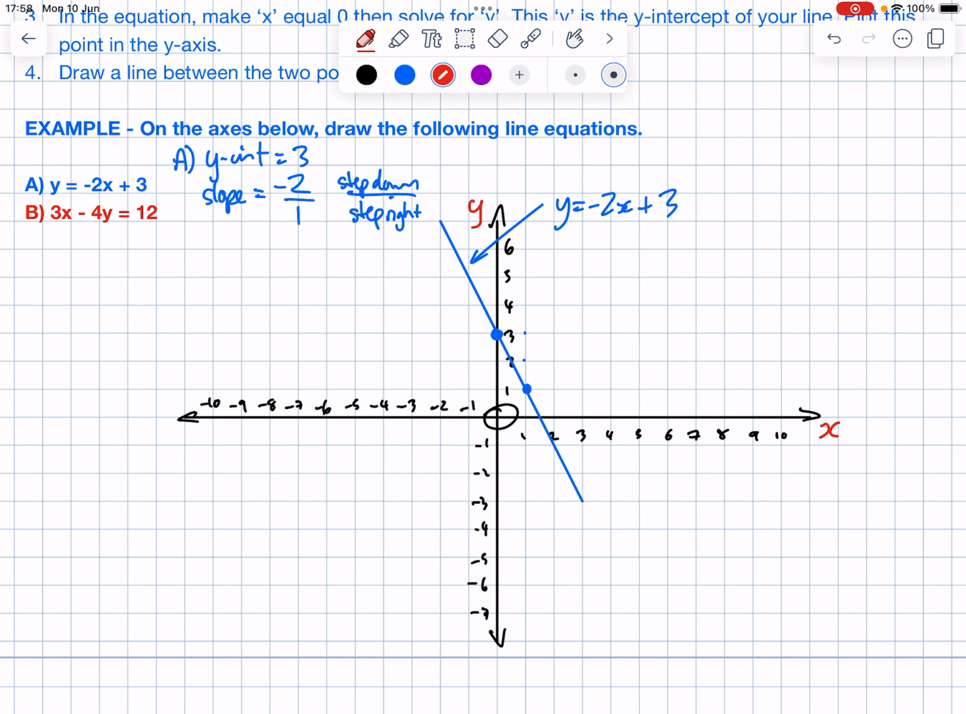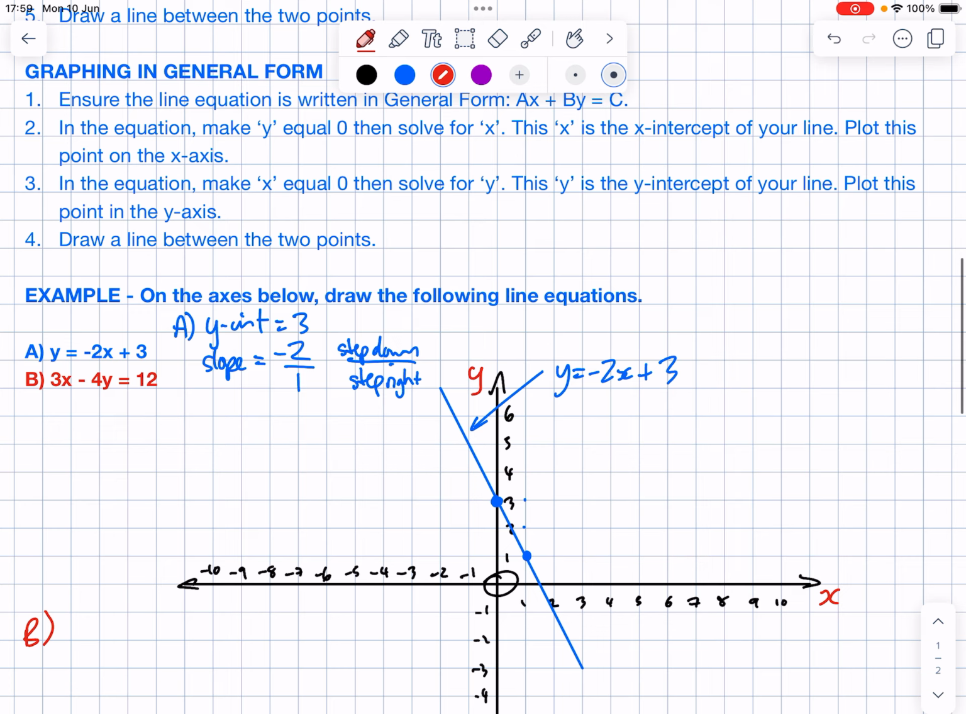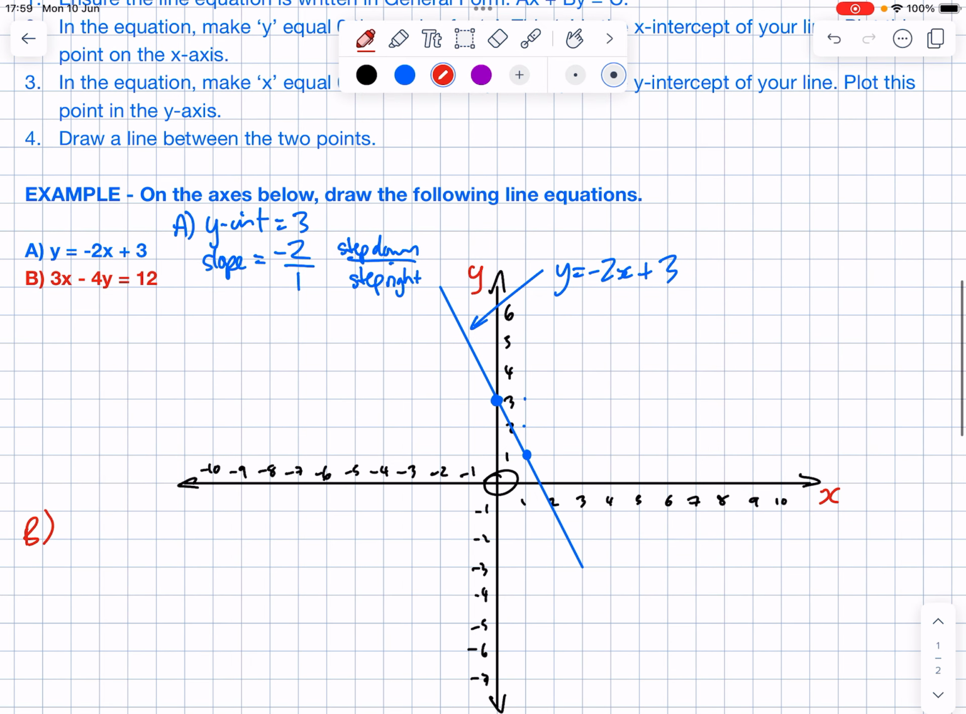Now in red, B, what do we do? Ensure the line equation is written in general form. It is. In the equation, make y equal 0, then solve for x. So 3x, take 4 lots of nothing, equals 12. 3x, negative 4 times 0 is 0. So 3x is equal to 12.